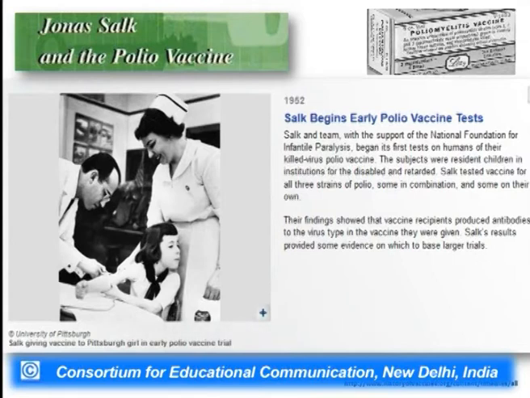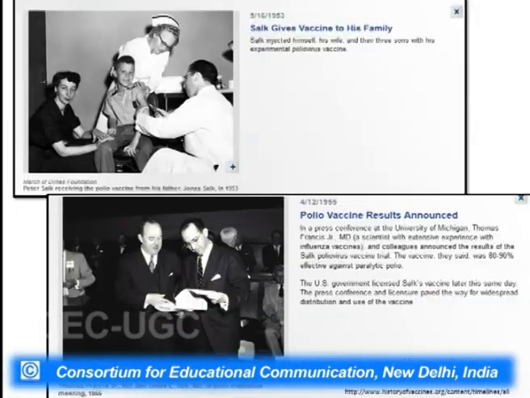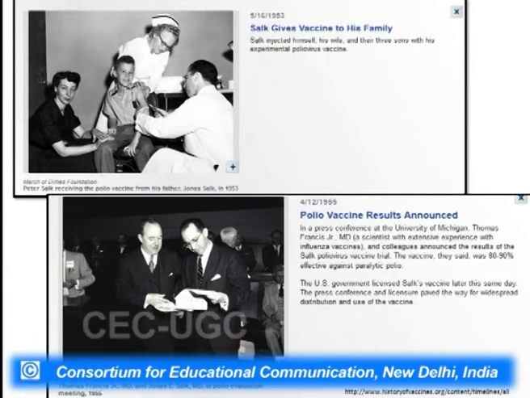You must understand there are 3 different types of viruses in this case. They found that when given in combination, all 3 different types of antibodies were produced within the host, or the recipients of the vaccine. The Salk results provided some evidence on which later trials were based. Now, as you can see in this slide, in 1953 Salk is giving the vaccine to his own family. This is Mrs. Salk, and this is one of the 3 sons of Salk, and they are getting this experimental polio virus vaccine.